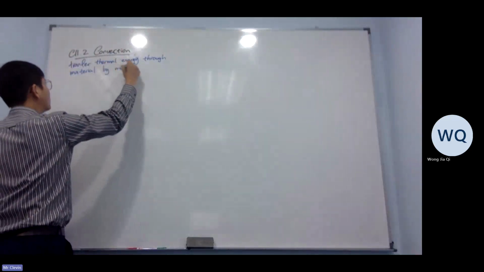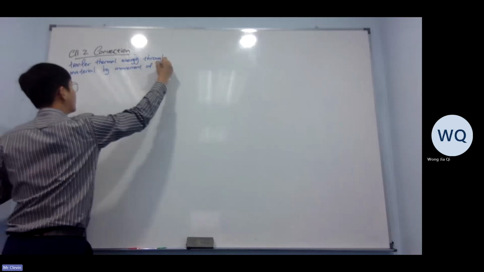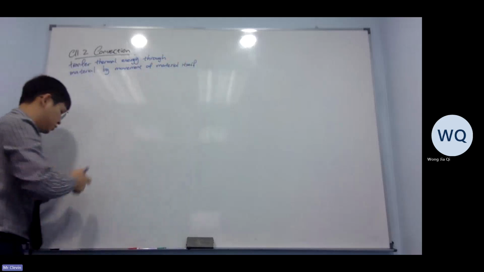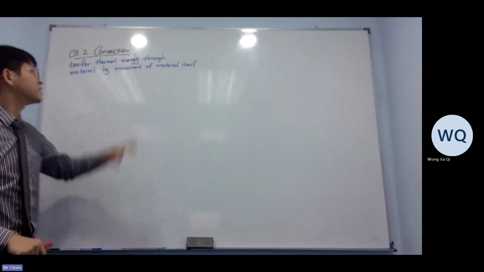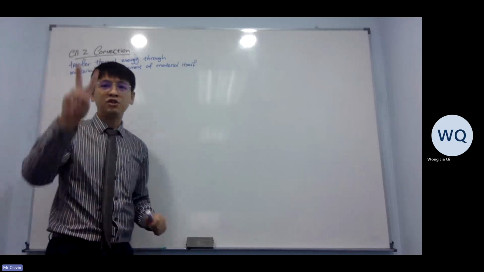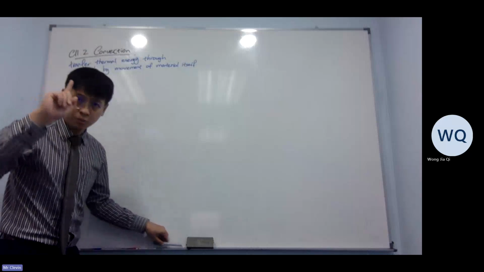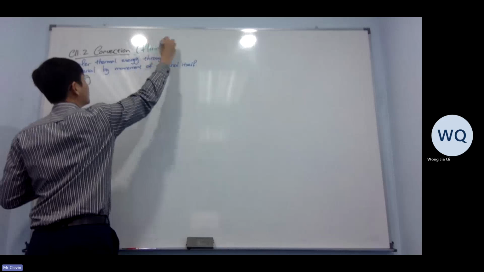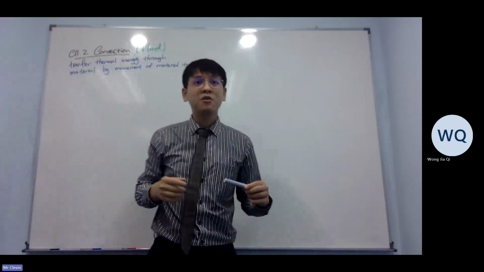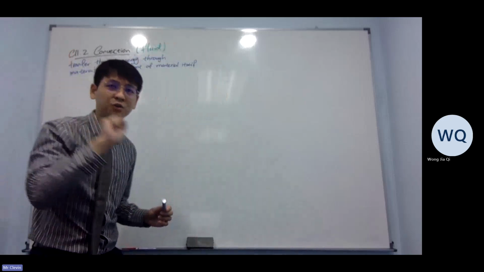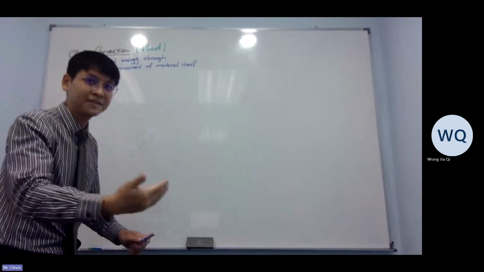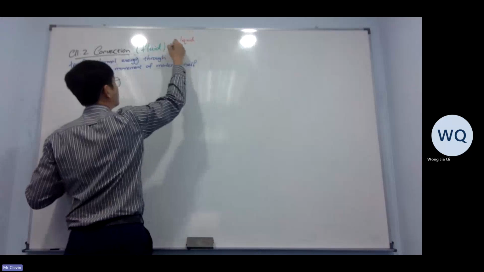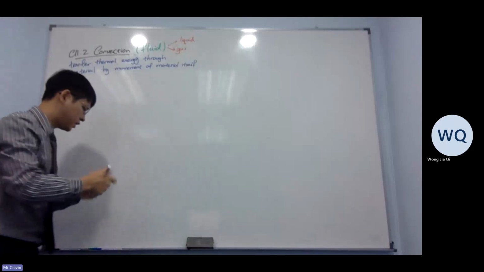By movement of material itself. So usually, whenever we say something is in convection, it only happens in one thing, and that is what we call a fluid. You guys still remember what a fluid represents? Fluid only represents two states. What are the two states? Yes, you're correct. So fluid always refers to only two states. We call them liquid or gas.